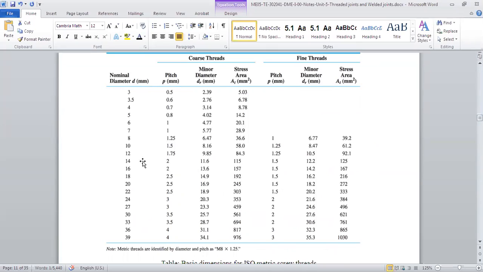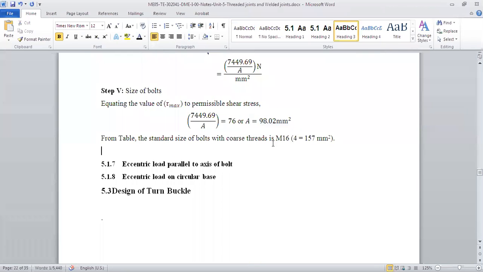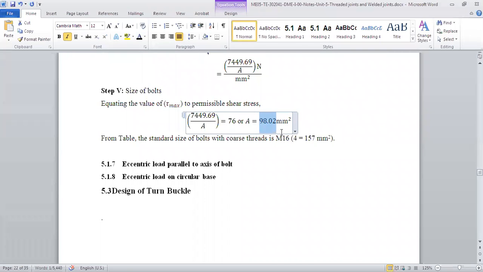Okay, this here. So here the area is 84 for M12. For M14 the area is 115. Right. So we will be using M14 as the bolt size for this particular problem. I don't know why they have used 140, 157. But I think M14 will be enough, because 115 is the next available area above 98.02. So I think that is okay.